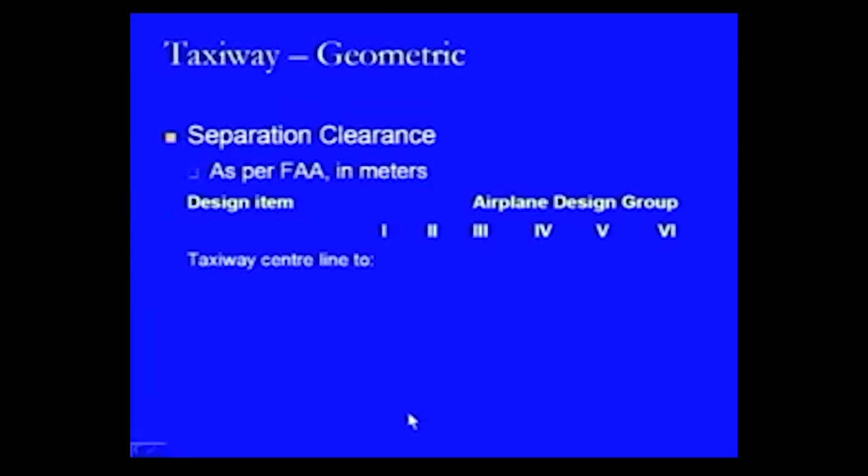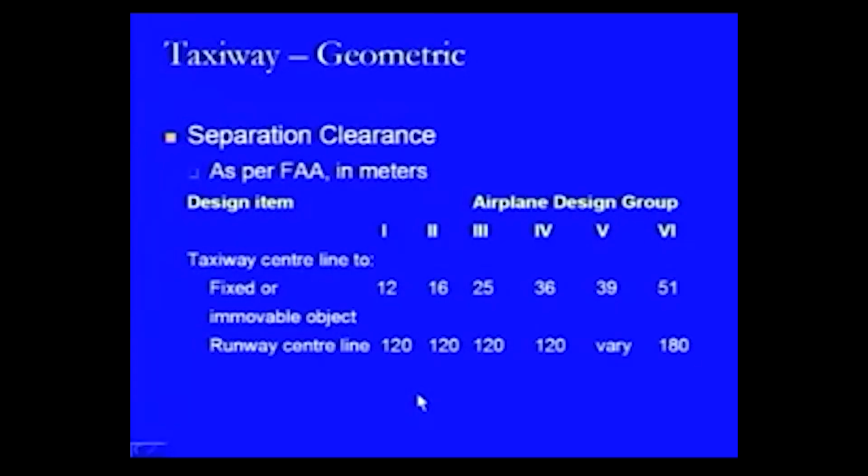Further, in the case that we are taking the distance from the taxiway center line to the fixed or immovable object, then the range of the separation clearance varies from 12 meters in the case of design group 1 to 51 meters in the case of design group 6, and we have the values as 16, 25, 36 and 39 in between. For the distance between the taxiway center line and the runway center line, the values in most of the cases are 120 meters. In the case of group 6, it is 180 meters, whereas in the case of group 5, it varies with the airport elevation.